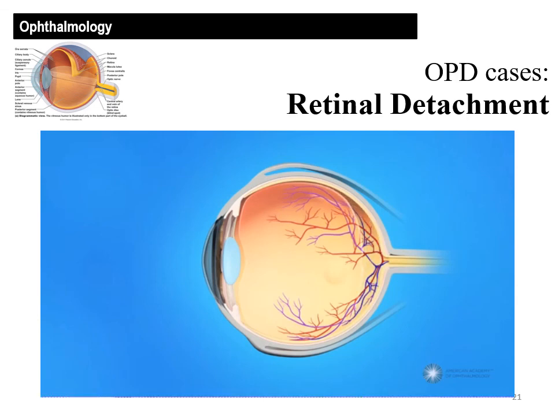Sometimes, though, the vitreous pulls hard enough to tear the retina. Fluid passes through the tear and lifts the retina off the back of the eye. This is called a retinal detachment.